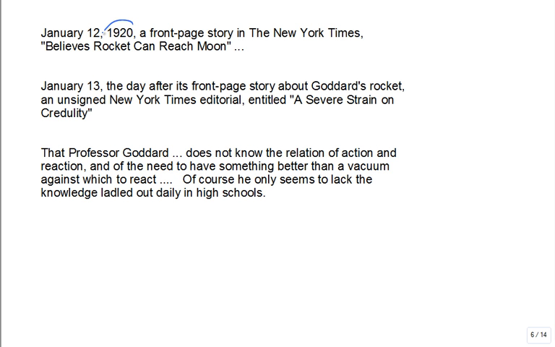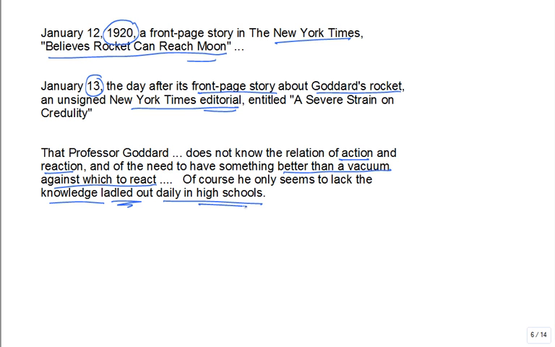In 1920, when he was testing rockets in Massachusetts, a New York Times story said he believes that rockets can reach the moon. Ha, ha, ha. And the day after that front page story about Goddard's rockets, a New York Times editorial, by one of the editors, entitled "A Severe Strain on Credulity," which means I don't believe it, said that Professor Goddard does not know the relation of action and reaction and the need to have something better than a vacuum against which to react. Of course, he only seems to lack the knowledge ladled out daily in high schools.